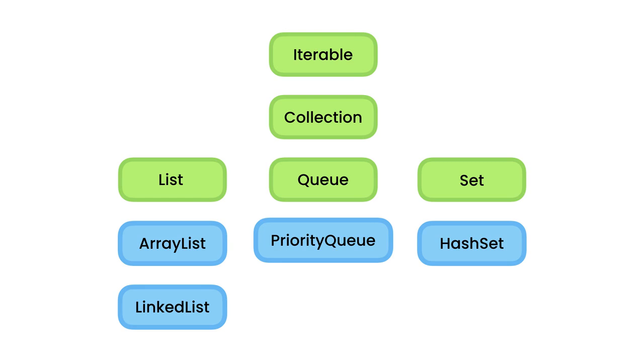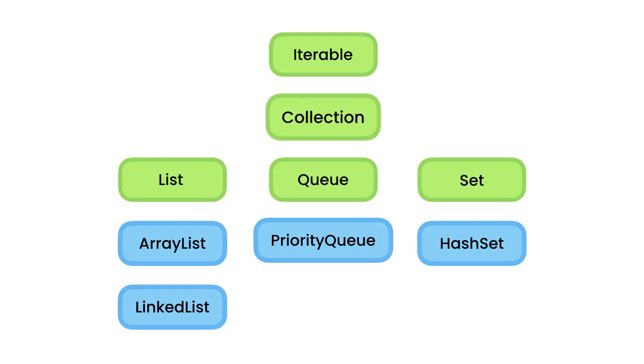At the top of this hierarchy, we have the Iterable interface. This interface represents an object that can be used in a for each statement. So if we implement this interface in our generic list class, we'll be able to use it in a for each loop. I will show you how to do that later.